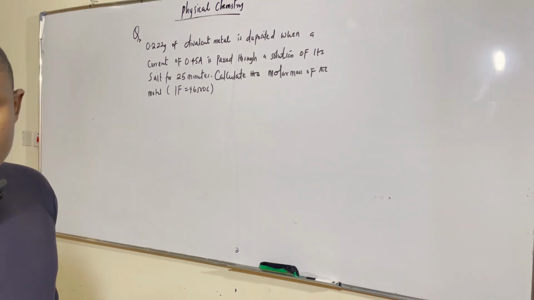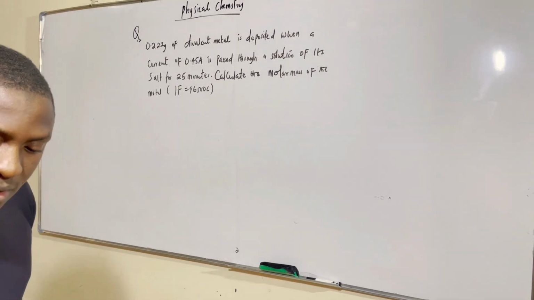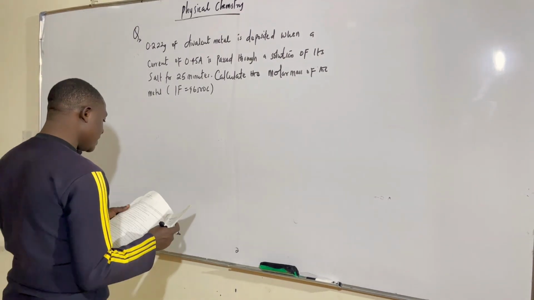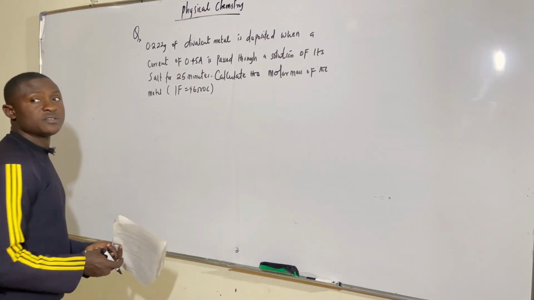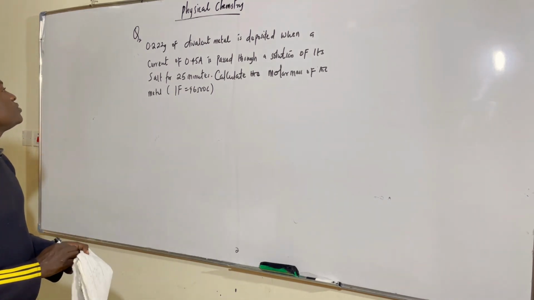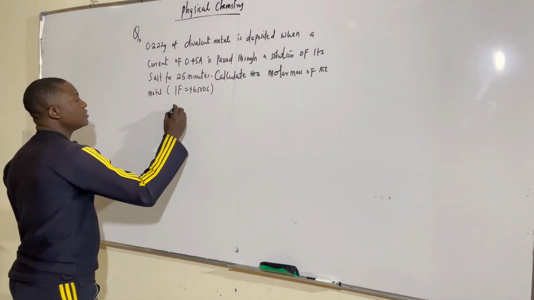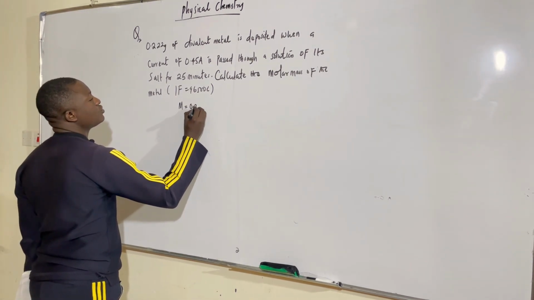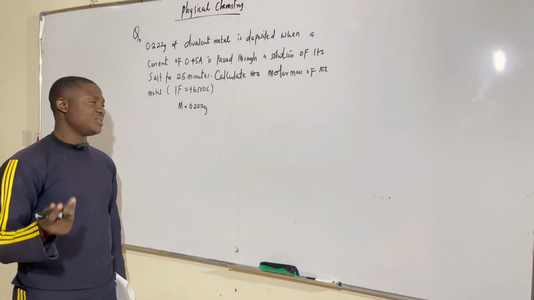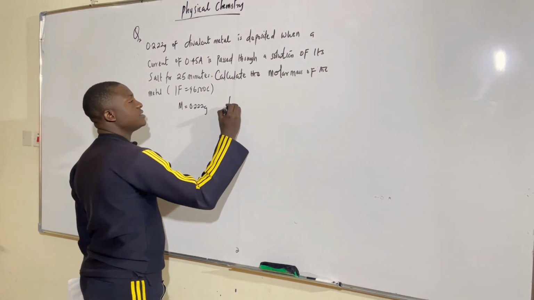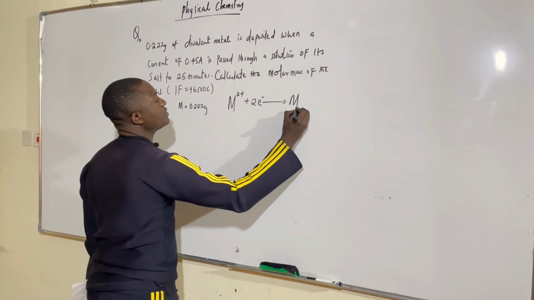You see these questions, what do we need to do? From the problem itself, the name of the element is not given, but they said it is a divalent metal. So how are we going to go with that? It's simple and straightforward. You don't need to worry. So they say 0.222 gram of divalent metal. We are given the mass to be 0.222 gram, and it's divalent. Divalent means 2. So if I want to write that, let's say the metal is M, that's going to be M2+ plus 2 electrons to give M.